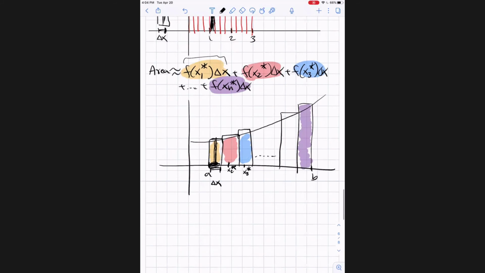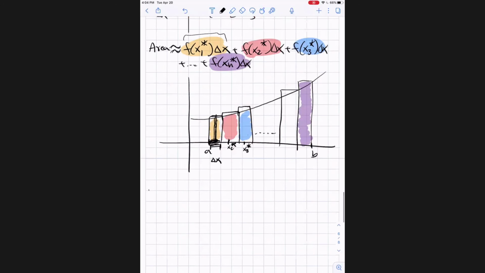So that's an approximation. Now, why did I put an approximation sign, the wavy equal sign? Because there's an error there. All right. Now, the exact area is equal to the limit as n goes to infinity of what I just wrote. F of x sub 1 star times delta x plus f of x sub 2 star times delta x plus dot, dot, dot, all the way to the last term, f of x sub n star times delta x.